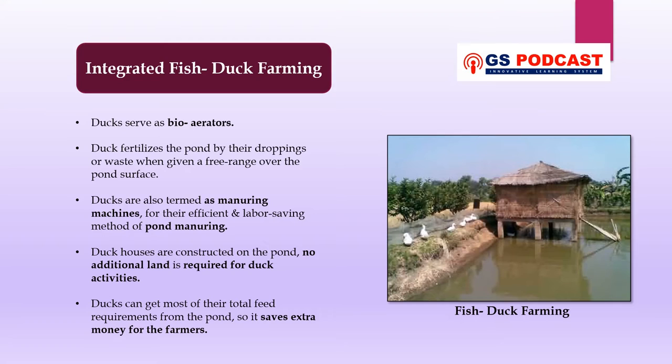Now let's understand this system with an example of integrated fish duck farming. So raising ducks over fish ponds fits very well with the fish polyculture system, as the ducks are highly compatible with the cultivated fishes, and this system is highly advantageous to the farmers in several ways. So in this system, ducks serve as bioaerators. As they swim, play and chase in the pond, they disturb the surface of the pond, which facilitates the aeration of the water. Also, ducks fertilize the pond by their droppings or waste when given free range over the pond surface.